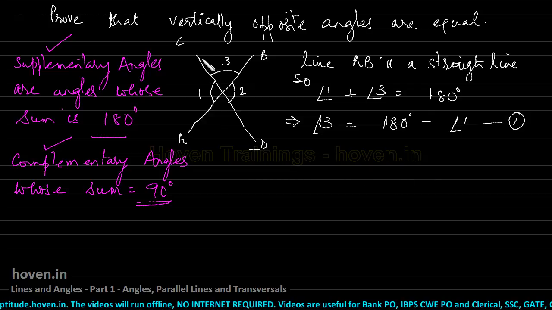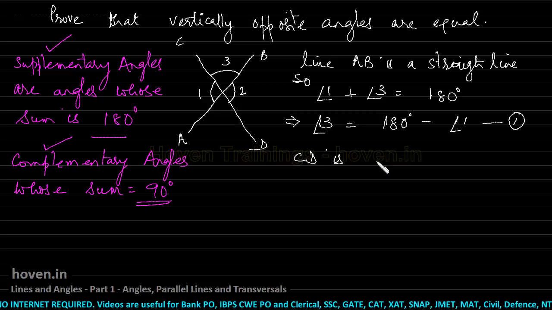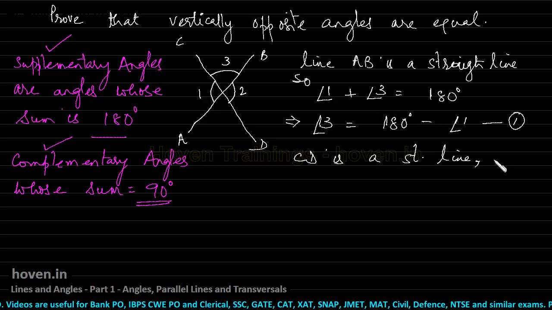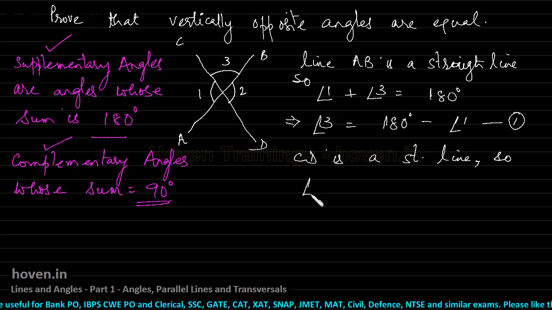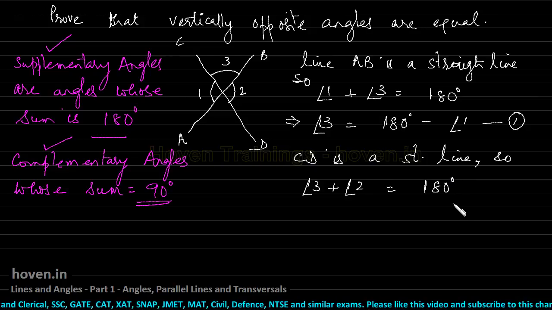Now if we see this picture from a second side, from the perspective of CD, CD is also a straight line. So angle 3 plus angle 2 should also be equal to 180 degrees. Now I am looking for a relation between angle 1 and angle 2.